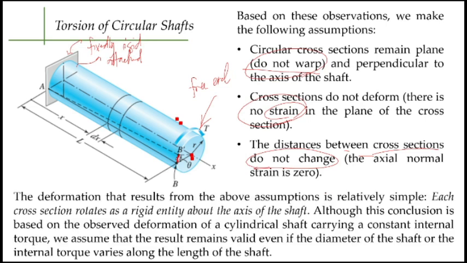The deformation that results from the above assumptions is relatively simple. Each cross-section rotates as a rigid entity about the axis of the shaft. Although this conclusion is based on observed deformation of a cylindrical shaft carrying a constant internal torque, we assume that the result remains valid even if the diameter of the shaft or the internal torque varies along the length of the shaft. Because if you can notice, if the end here is fixed, if the material is fixedly attached, the angle of twist varies with length, right? It varies with length.